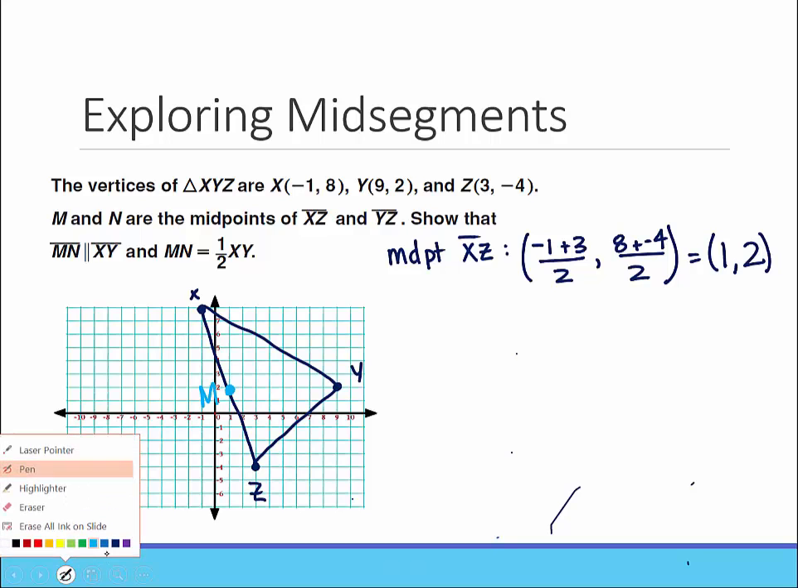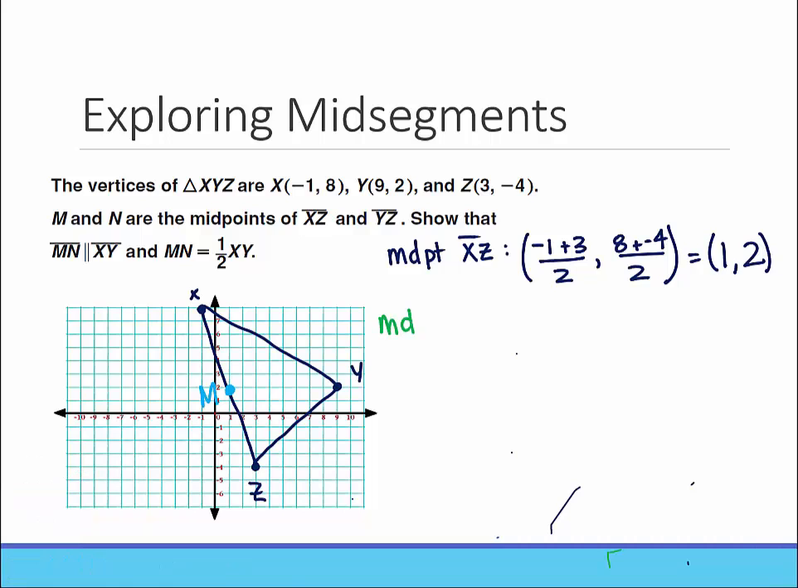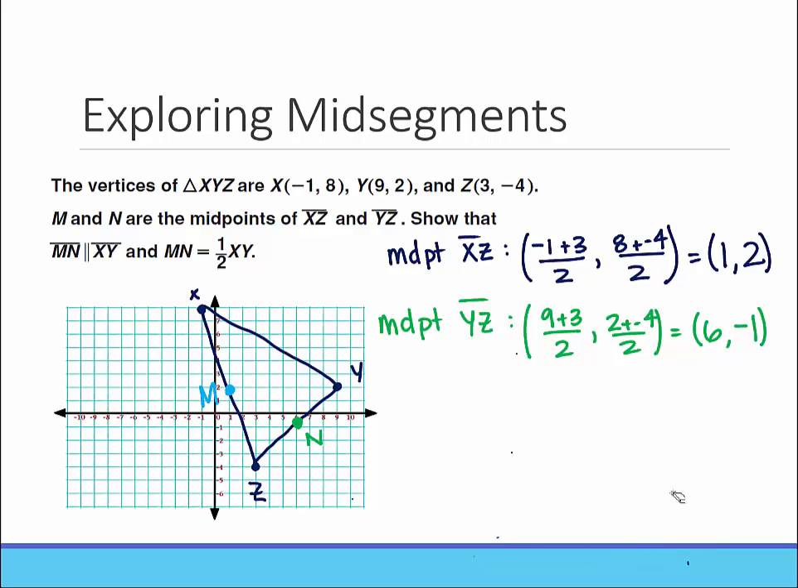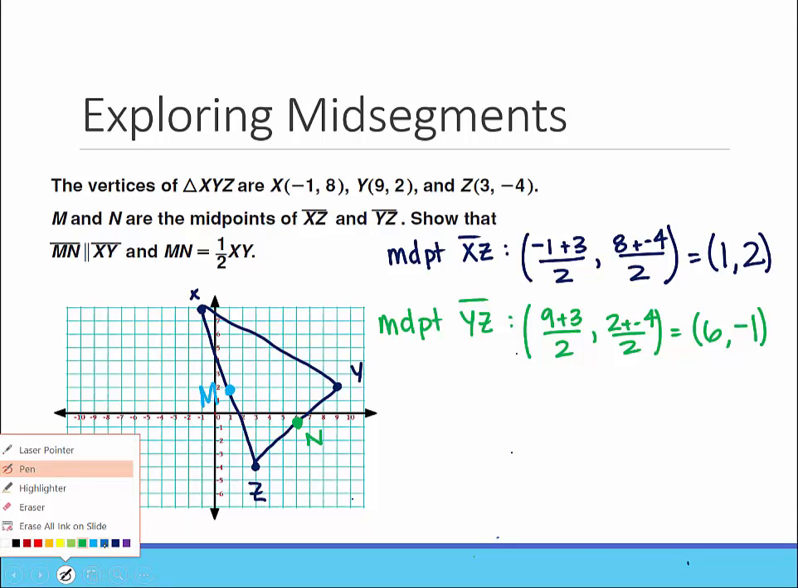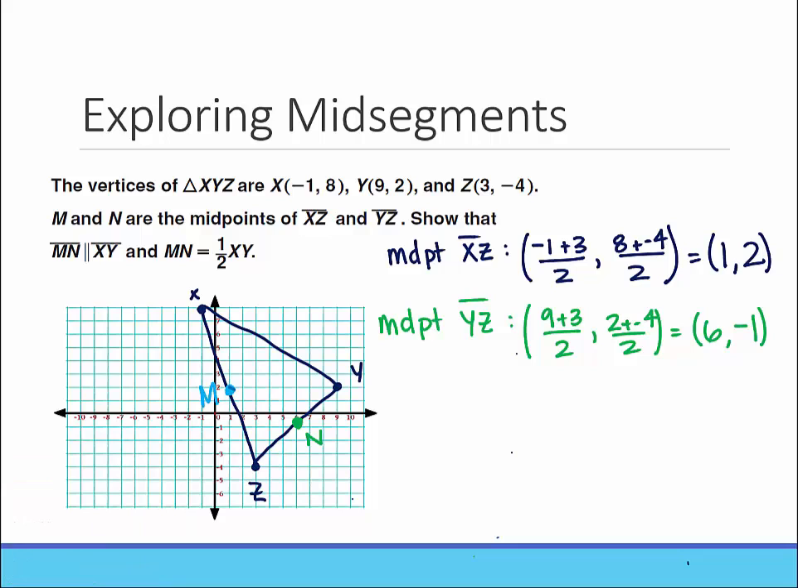And then we've got to find the midpoint of YZ. So again, take your X's, 9 plus 3, and then take your Y's, 2 plus -4. So this time we get 12/2, which is 6, and -2/2, which is -1. So over 6 down 1, right here. Let's call this N. So MN, when we connect our two midpoints, we get a nice midsegment here.